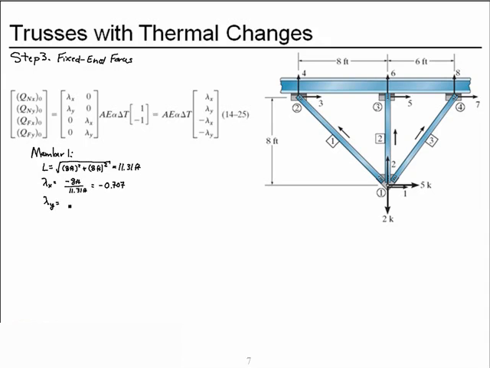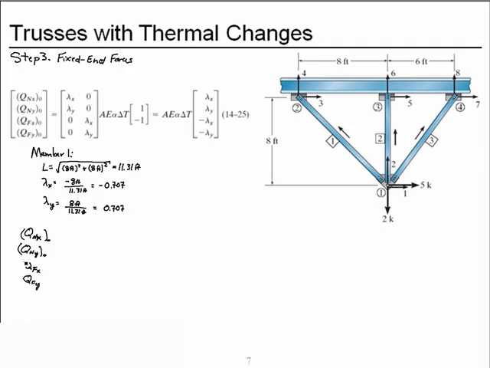Lambda y is a positive 8 feet over 11.31 feet, and so that's a positive 0.707. And so our fixed end forces, near node x direction, near node y direction, far node x direction, far node y direction.